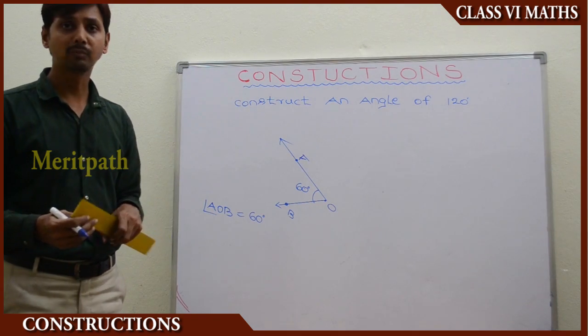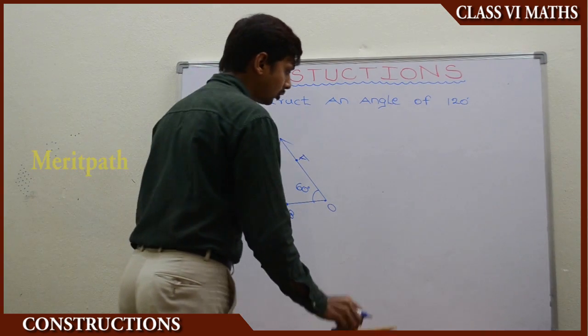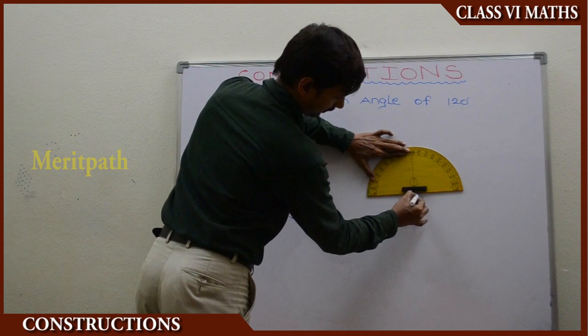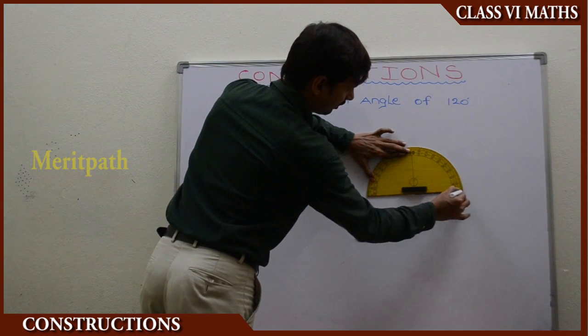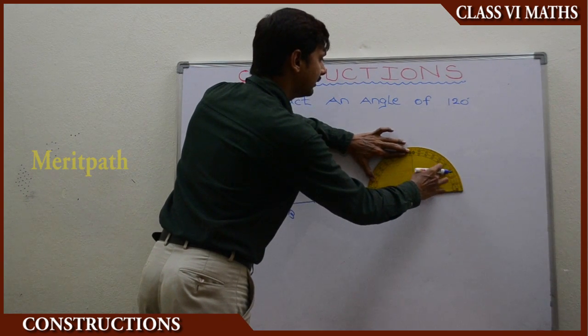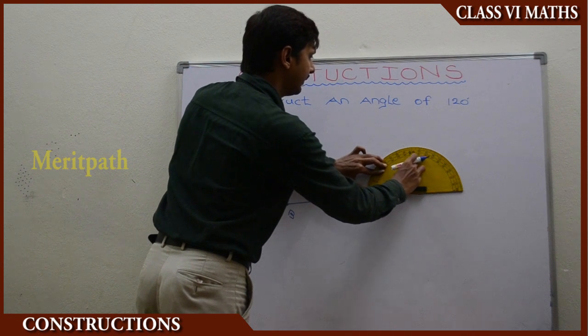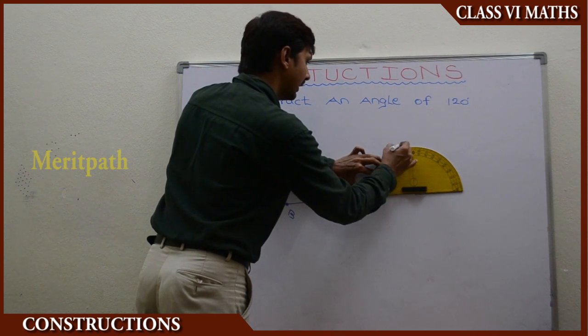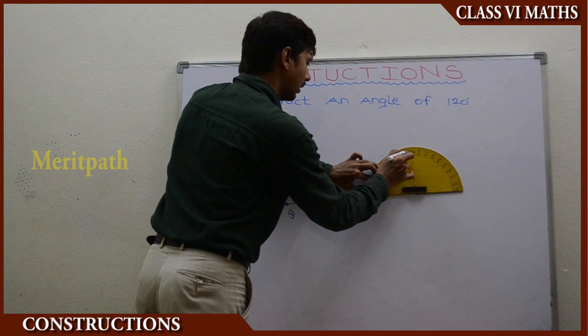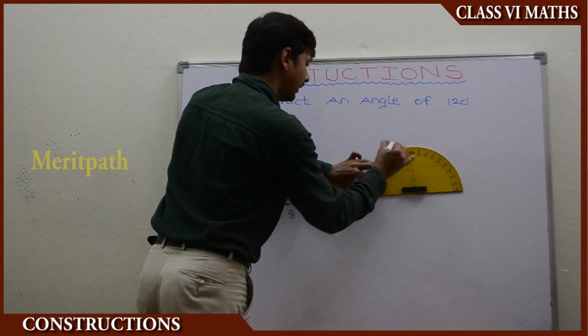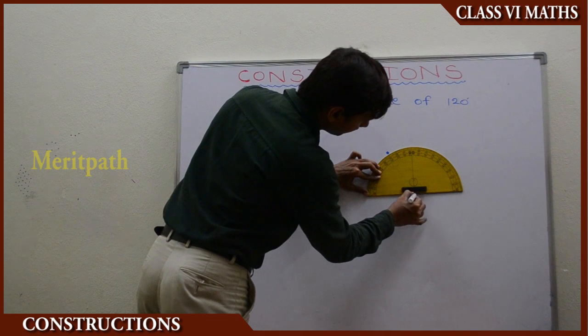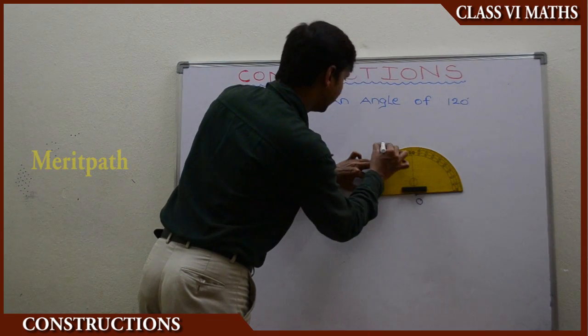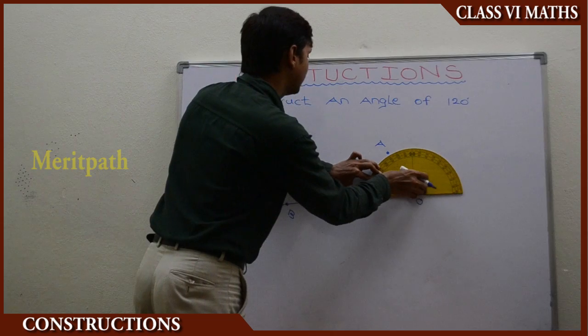Let's draw an obtuse angle. To draw an obtuse angle, this is the initial point. We draw a line segment marking 0, 10, 20, 30 and so on up to 120, and 120 is the point. So this is the initial point O, and this is the terminal point.